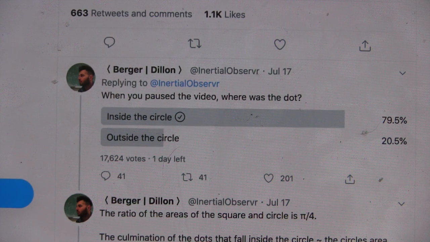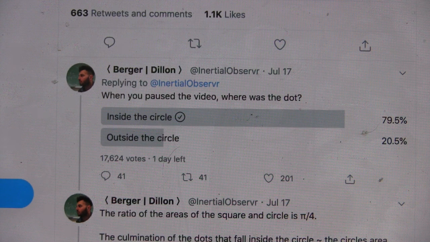So the ratio of the area of the circle to the square is pi over 4, which is what I thought. I thought it was a 2x2 square, and a quarter circle's area is pi, and the square is area 4. The culmination of the dots that fall inside the circle is the circle's area. That makes sense, and the number of all dots is the square's area. So the approximation is pi over 4.